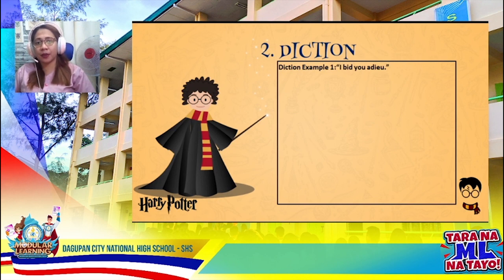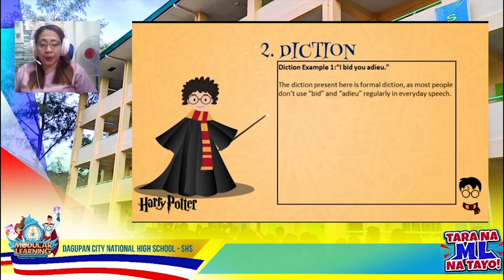Diction example number 1: I bid you adieu. When you say I bid you adieu, the diction present here is formal diction, as most people don't use the words bid and adieu regularly in everyday speech. So it's a formal diction because these two words, bid and adieu, are not usually used by people. These are seldom used by people.